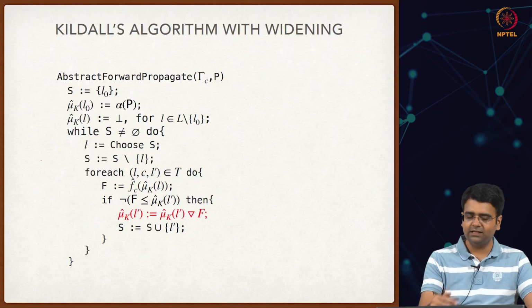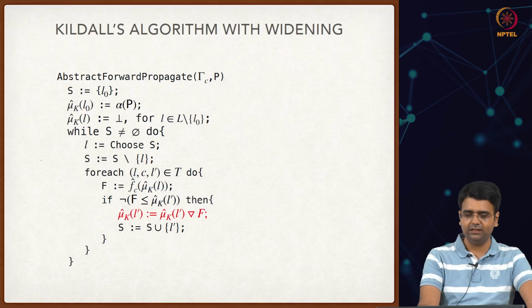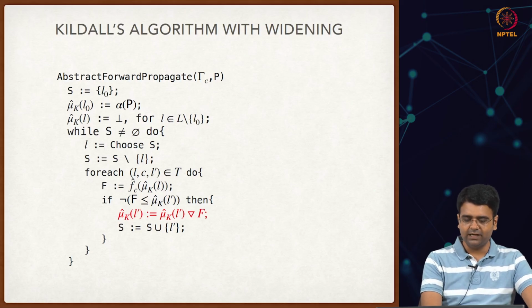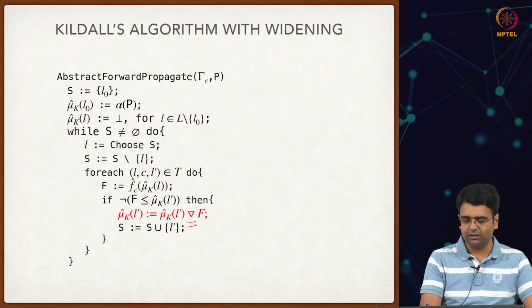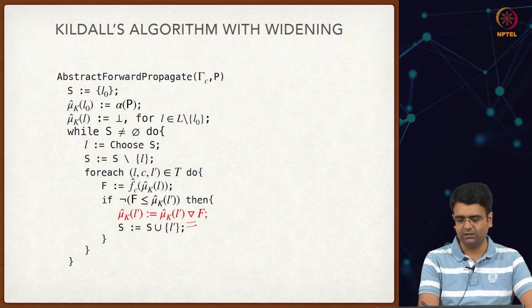Okay. So where does the widening operator play a role? Now in Kildall's algorithm, we are going to make a slight change, and this change is highlighted in red. So the rest of Kildall's algorithm remains the same, but as you can see, earlier we used to use the join operator here, but instead of using the join operator, we are now going to use the widening operator, okay. So this is the only change in Kildall's algorithm.